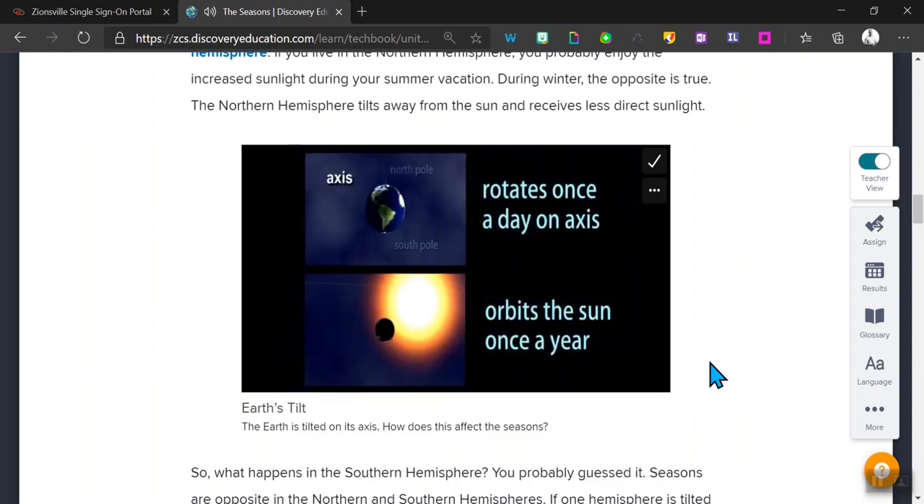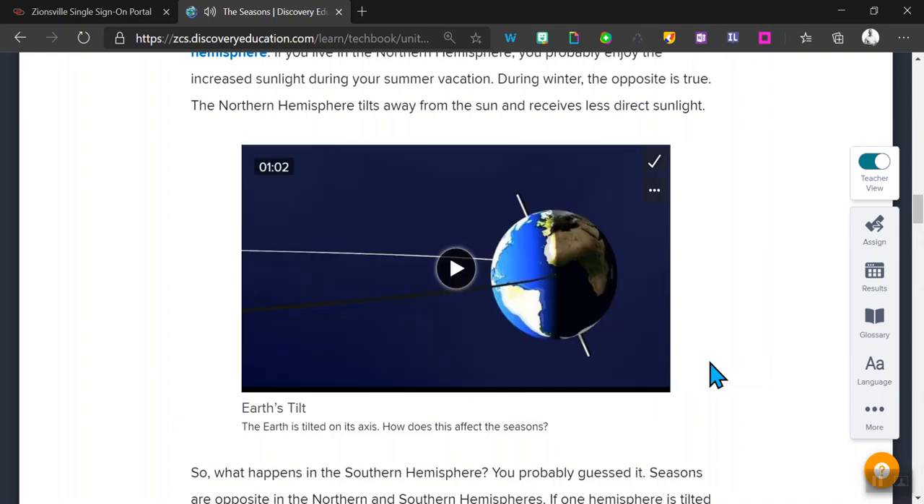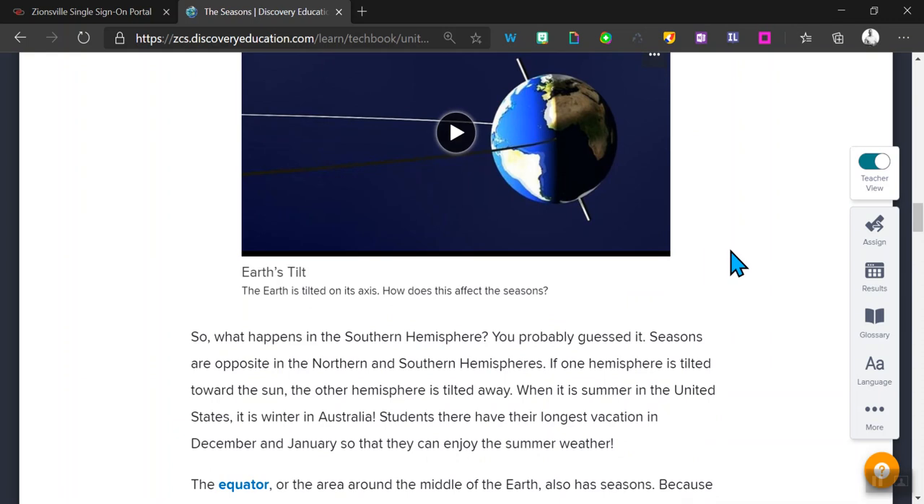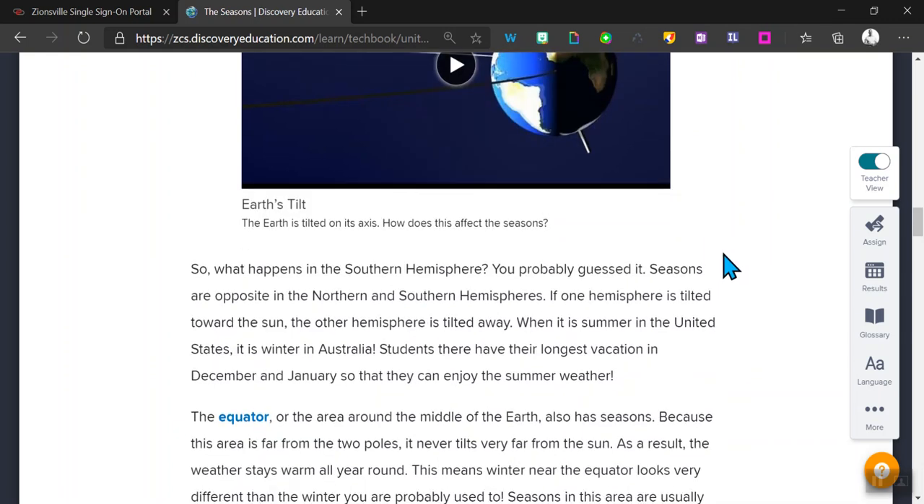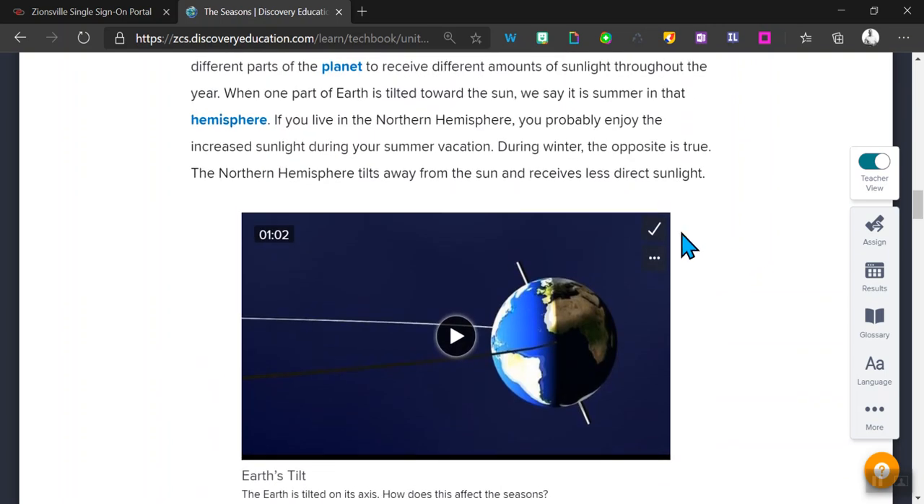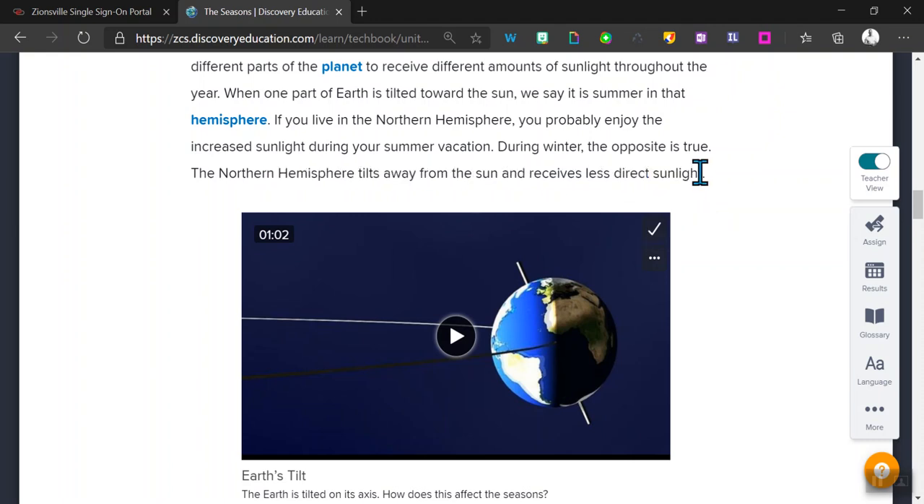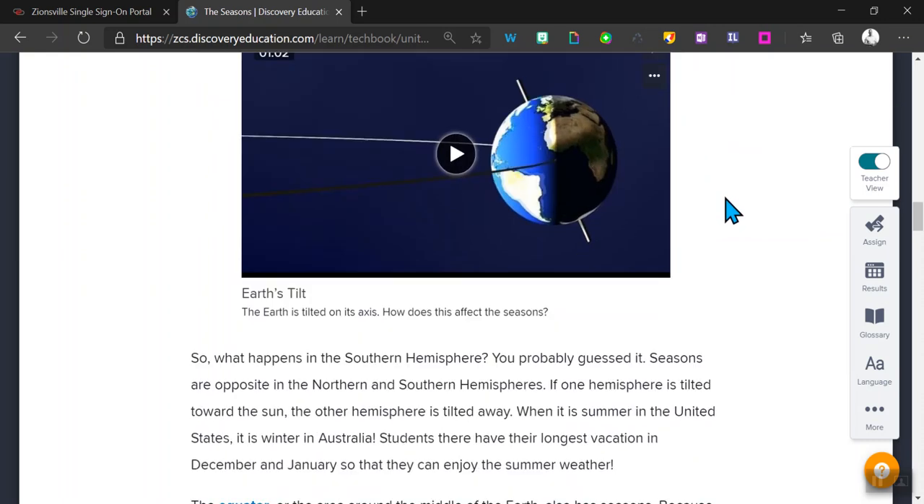So Earth rotates once a day on its axis and orbits the sun once a year. All right, so that's a big key thing. One, the Earth's tilt is the reason for the seasons. It is not the distance it is from the sun. It's all about how much direct sunlight the Earth gets from the sun. So, as we talked about in the first part of our notes, during the winter, the opposite is true. The Northern Hemisphere tilts away from the sun and receives less direct sunlight, less thermal energy, causing winter.